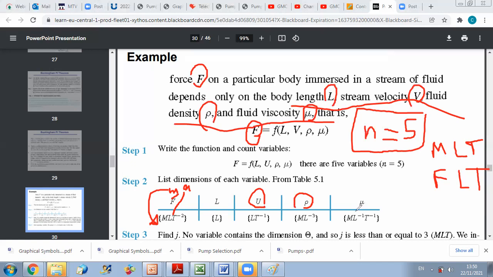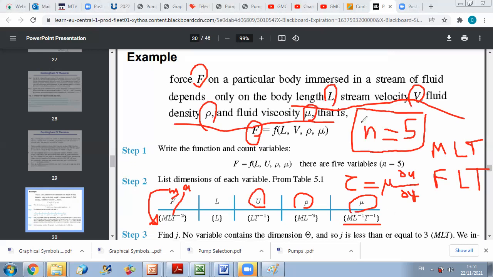Now for mu, if you remember last time in class, if you forgot mu, all you have to do is to go back to the relation tau equals mu times del u by del y, and you can find again what is the dimension of mu, okay? And the dimension of mu, as we derived last time, is M L minus 1 T minus 1, because we found out that it was in kilogram per meter per second, okay?